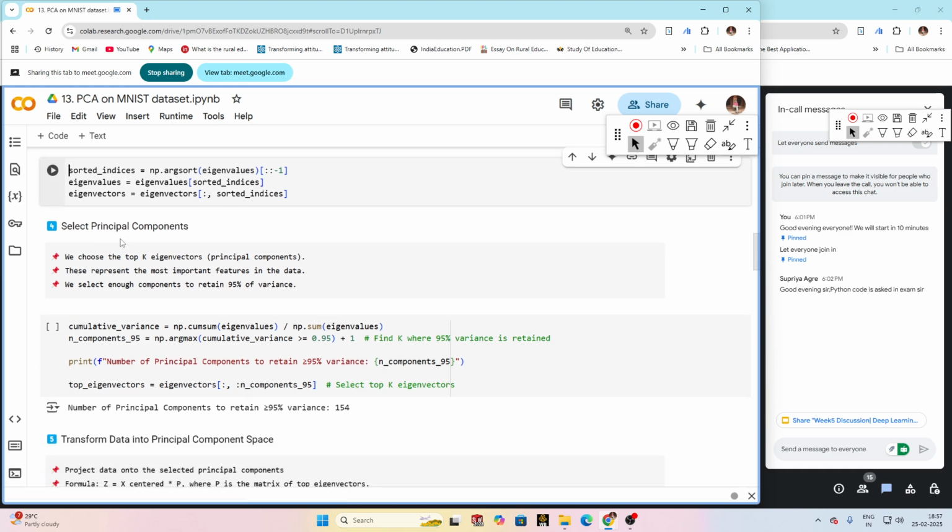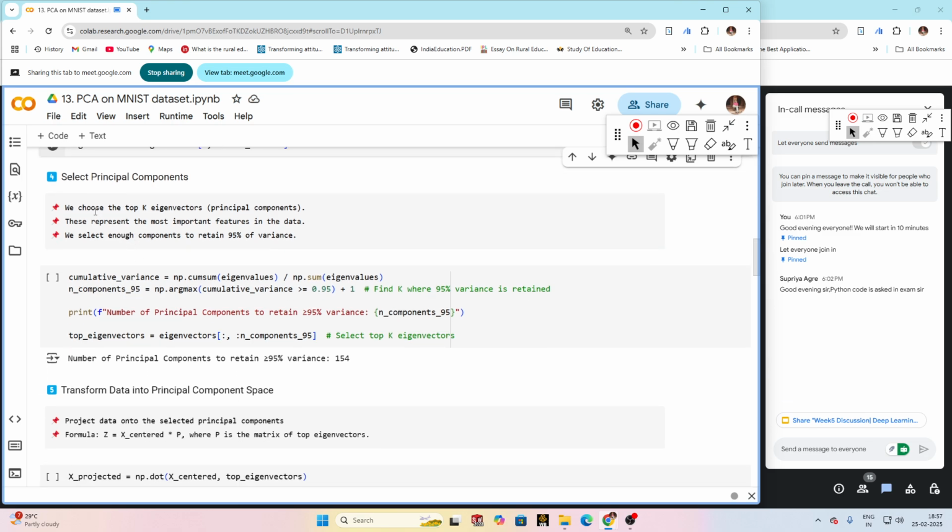This is important. So just follow the code and then select the principal components, because we choose the top k eigenvectors, the principal components. This represents the most important features of the data. We select enough components to retain 95% of variance. I have told you we want to retain such principal components which will retain almost 90 or 95% of variance. So here we are retaining that many eigenvectors which will give us up to 95% or greater variance. Okay, so that is our idea.